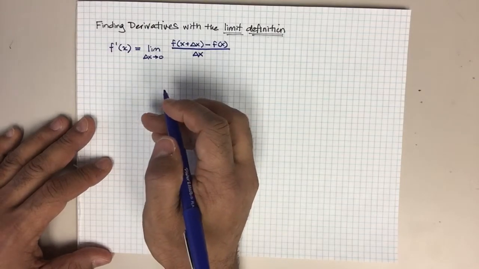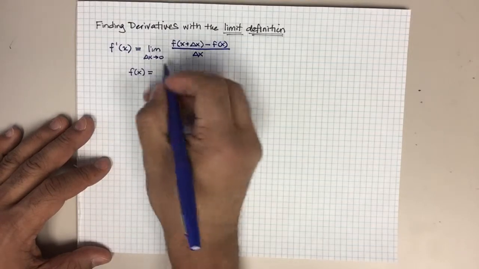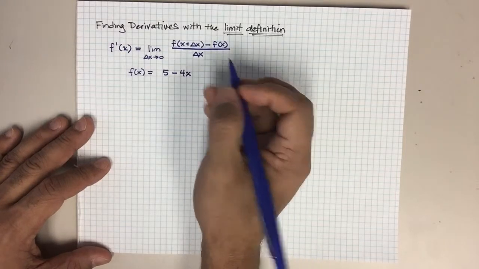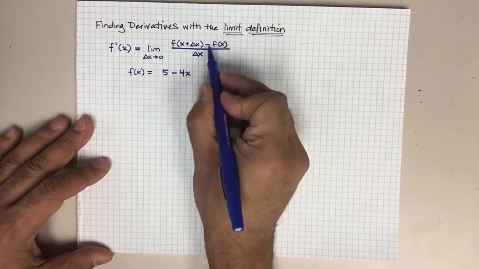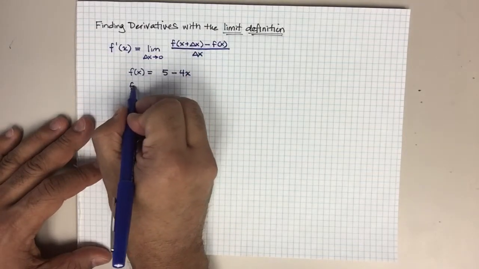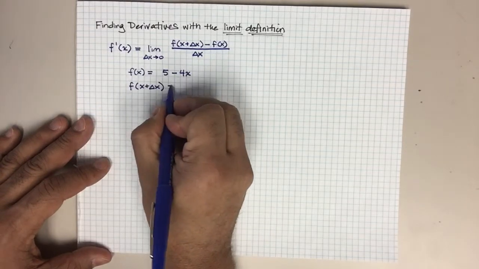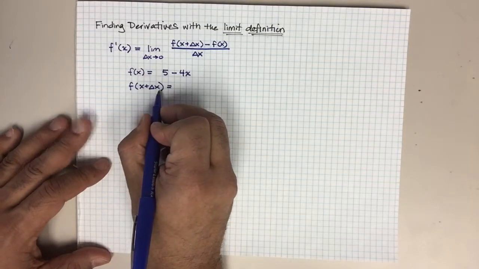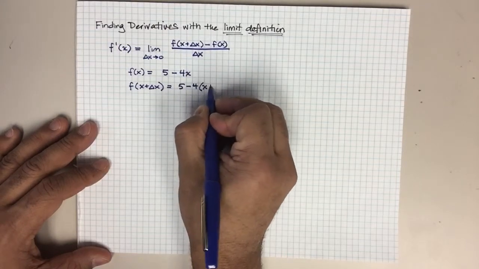So, for example, say I gave you the function f of x equals 5 minus 4x, okay? To use this definition, of course, this f of x is what goes right in here. That's what f of x is. We also need an expression for f of x plus delta x. And remember that that's just an example of using function notation, right? We're replacing x in the original function with x plus delta x. So you get 5 minus 4 times x plus delta x.